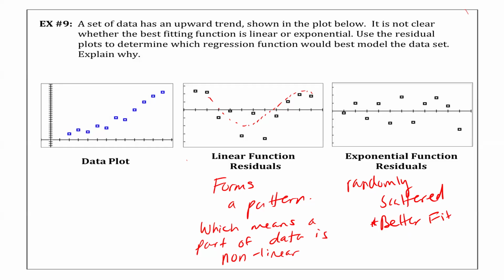That's a pattern. This one's not. It's evenly scattered. It's randomly scattered around the x-axis, which means that this is a better fit.